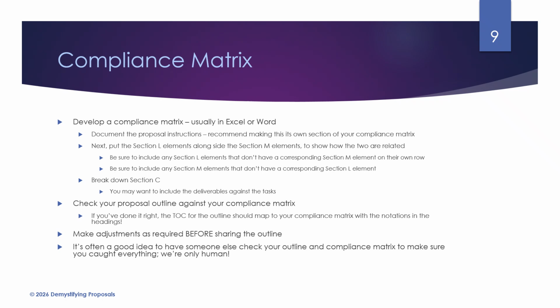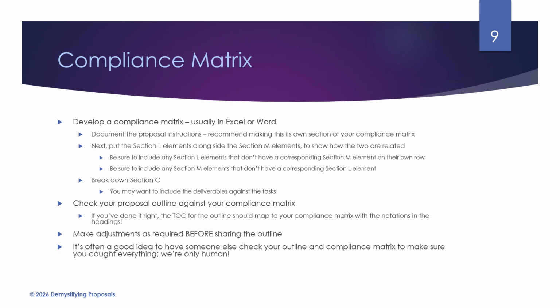So in the compliance matrix, you want to document the proposal instructions, things like font size and font type or font types, document types, when is the proposal due, all those kinds of things you put in the compliance matrix. Those don't go in your outline, just in the compliance matrix. And then as you do with the outline, you break down sections L and M and C. What you do in the compliance matrix is put the L elements next to the M elements.